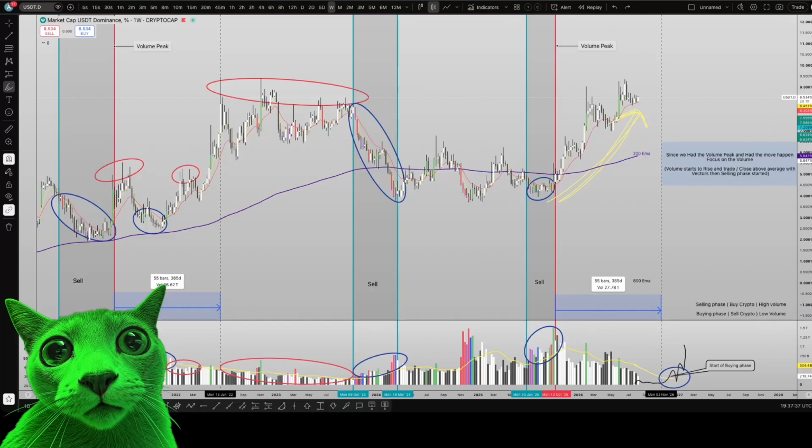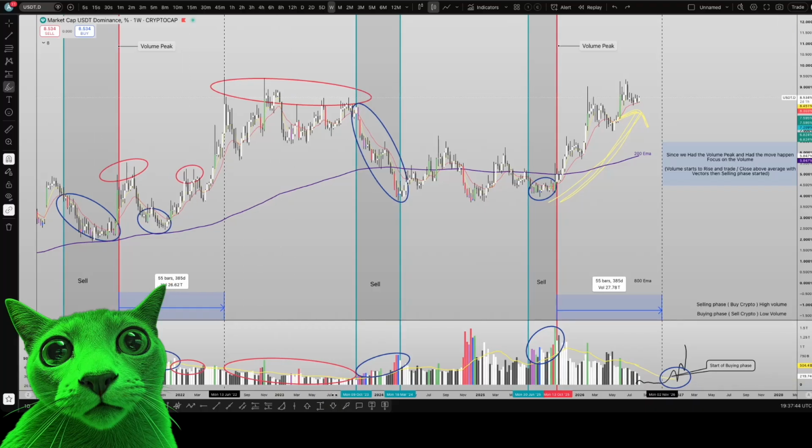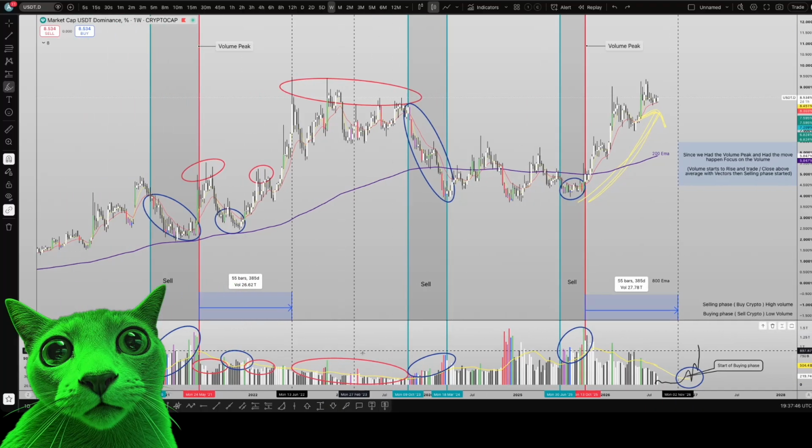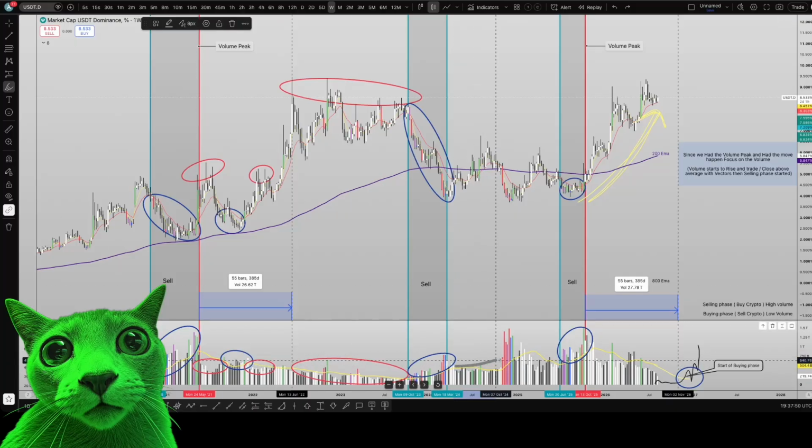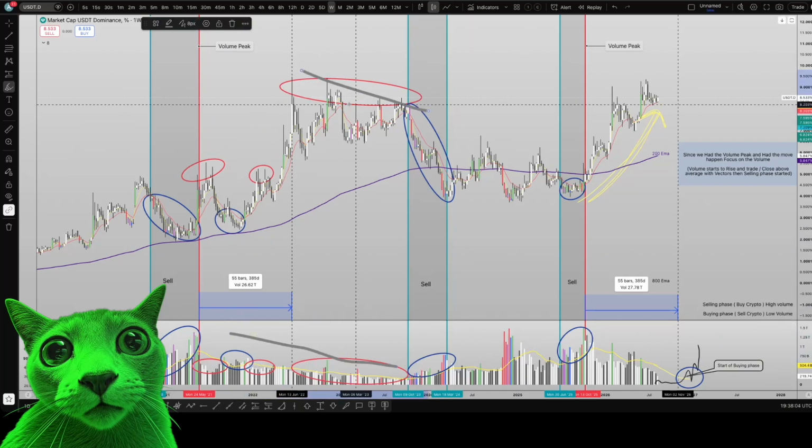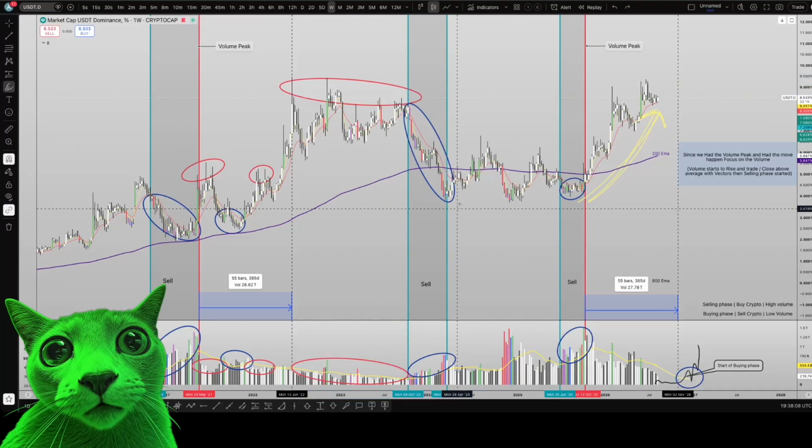So one thing I've noticed on the volume, let's zoom out a little bit. Whenever the volume price is spiking and going up, USDT is consolidating, aka accumulating. And when volume is dropping, it's usually a top, and we're going to start reversing and go on a selling phase for USDT, aka bullish crypto.